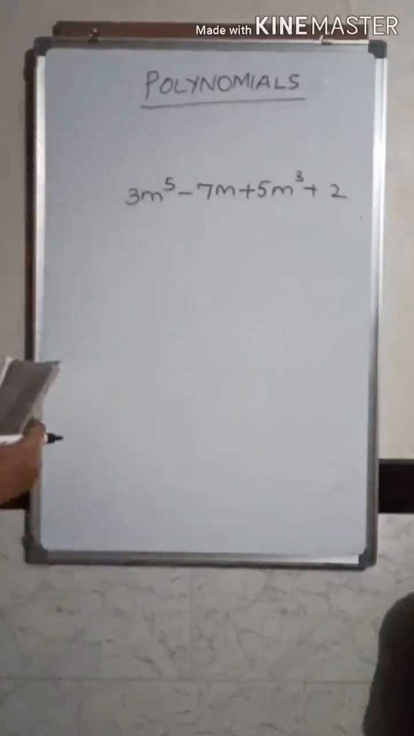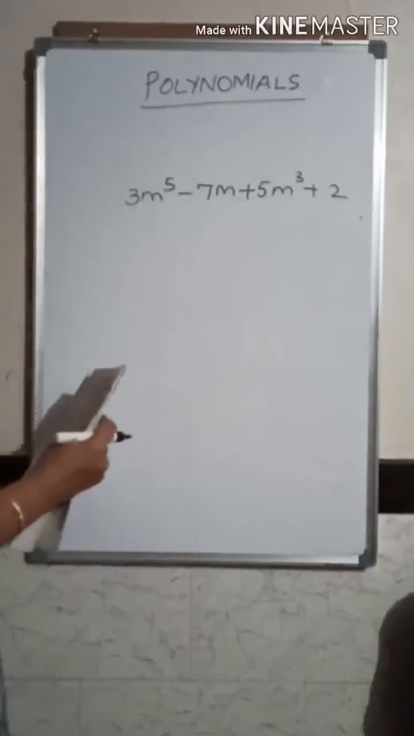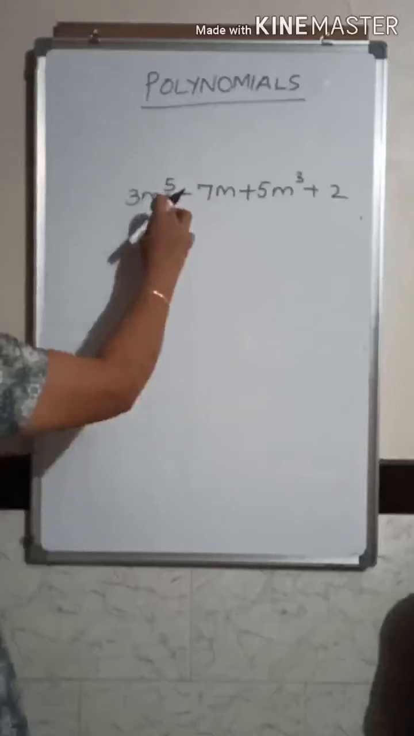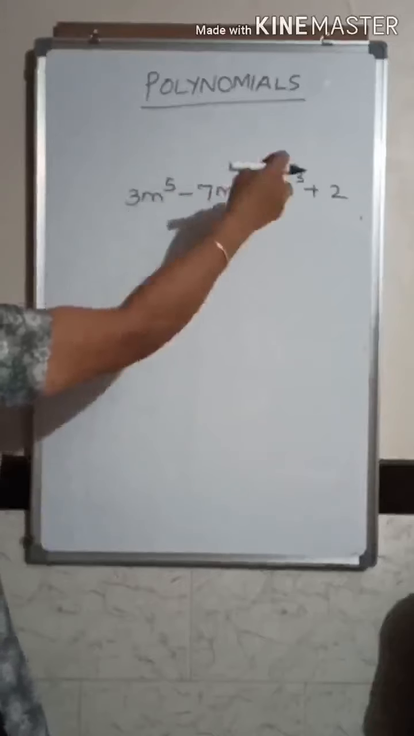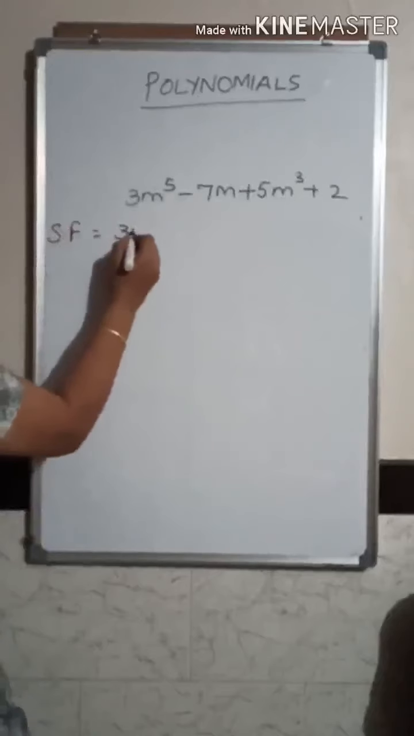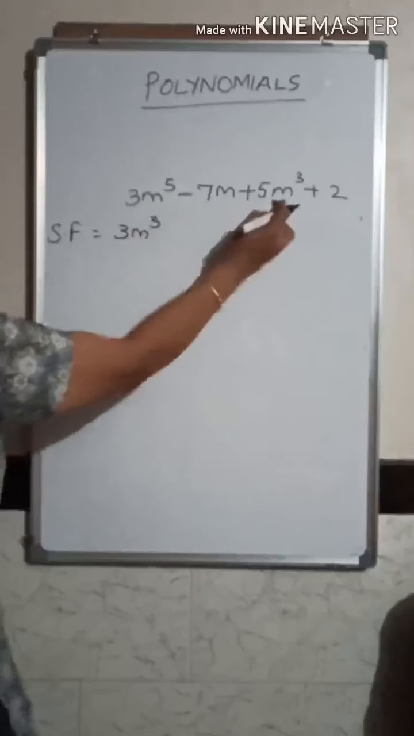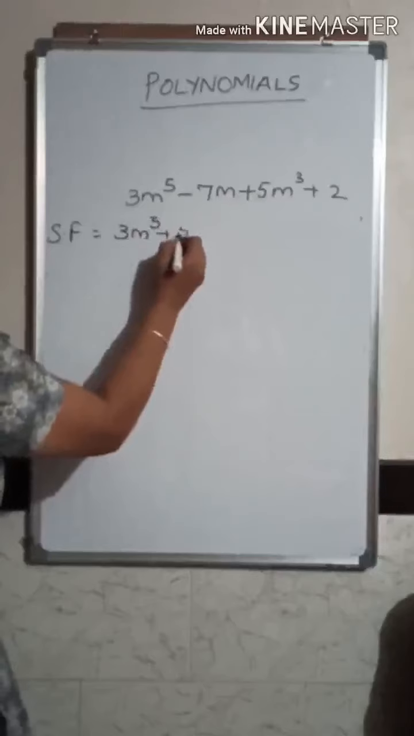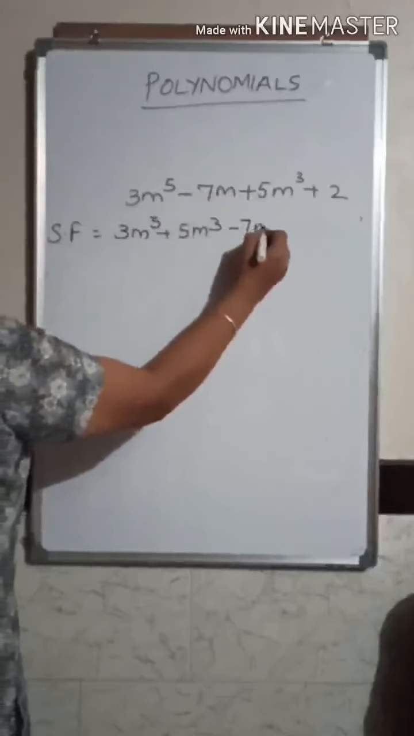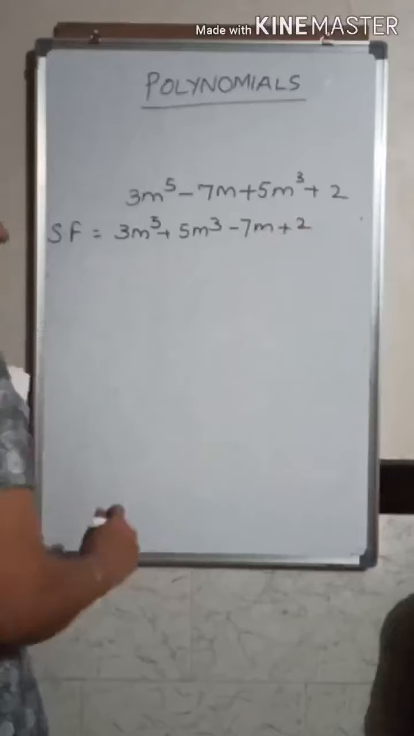So this is a given polynomial. You have to write this polynomial in the standard form. To write it in the standard form, first you write the highest power, then the next highest power. Like that you have to arrange it. So the standard form of the polynomial will be 3m to the power of 5, next plus 5m cube, next minus 7m plus 2. So this is the standard form.